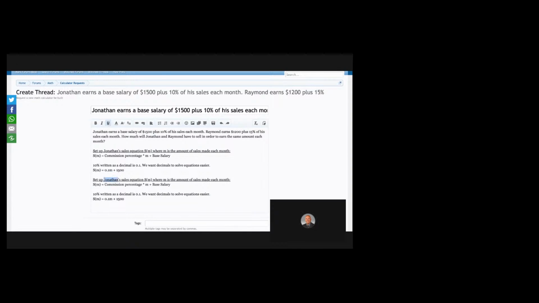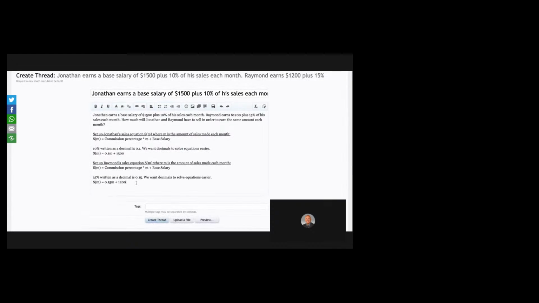So Raymond's sales equation, S of M, is commission percentage times M plus base salary. Raymond has a 15% commission, which is 0.15, which means we've got 0.15 M plus 1,200 for his base salary. That's step 2.